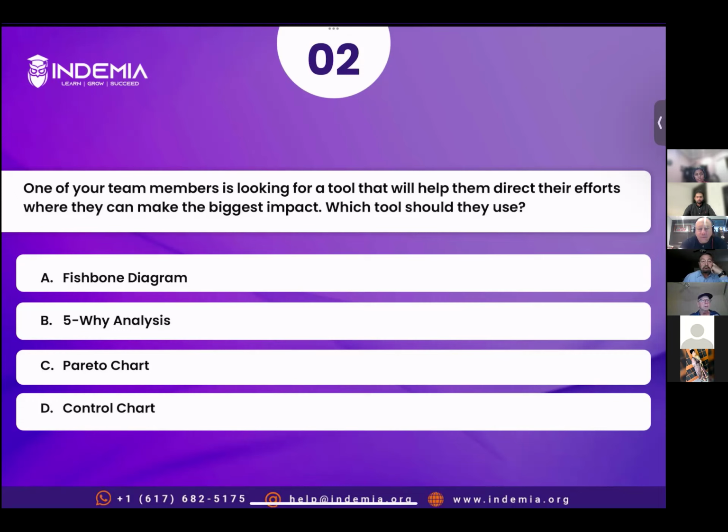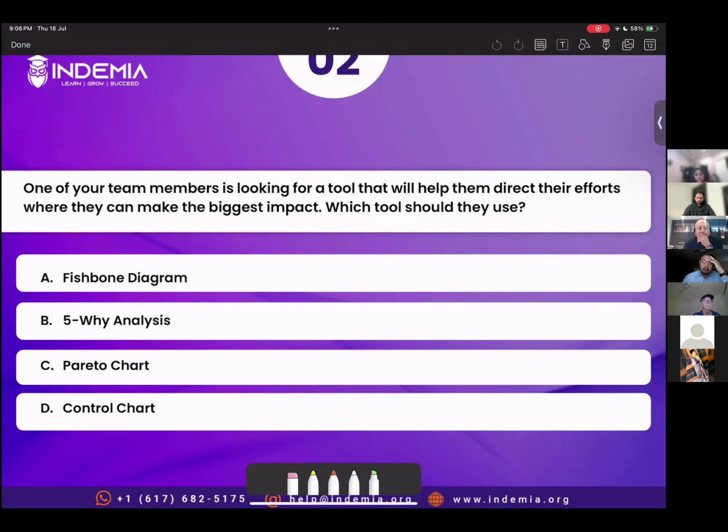Fishbone diagram is used to find root causes. So this is for root cause analysis. So you'll get to know various root causes. So for example, let's suppose there are 5 root causes. So you identify those. 5 why analysis is again a root cause analysis technique where you keep on asking why again and again until you find the root cause.